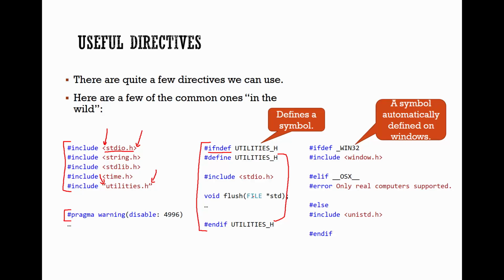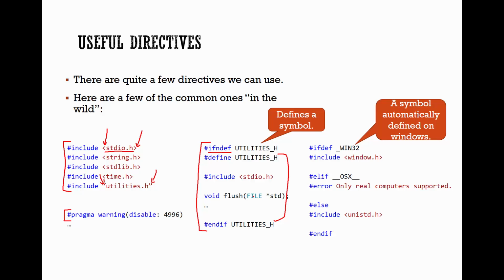And so that's what this code here is meant to perform, right? It's meant to say, okay, I haven't been compiled yet, that symbol hasn't been defined, so go do everything inside and then end out. And then later on, if the compiler goes to compile it again, well, that UTILITIES_H symbol is already defined, so it's going to skip out. It's not going to do anything.